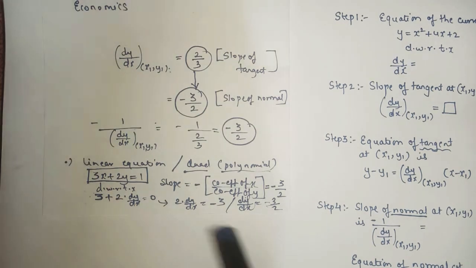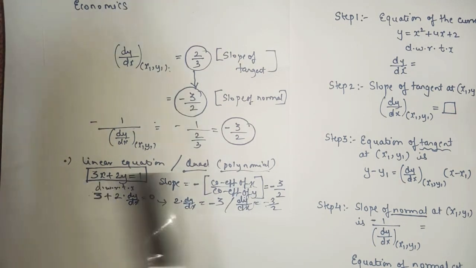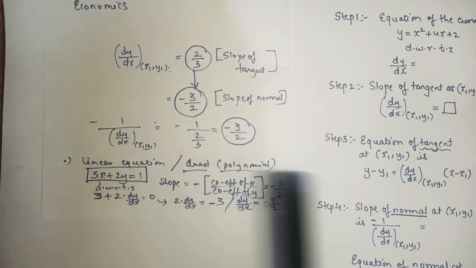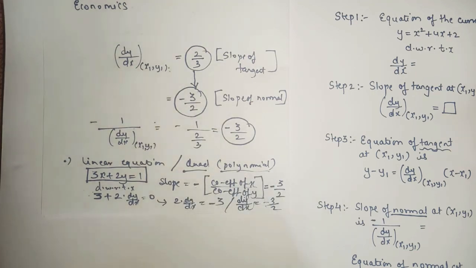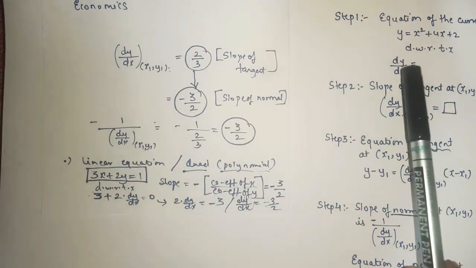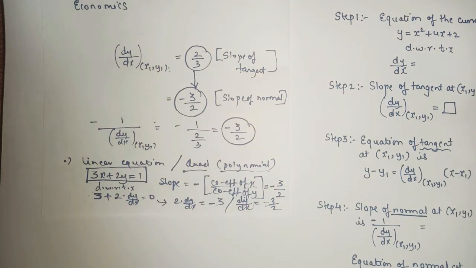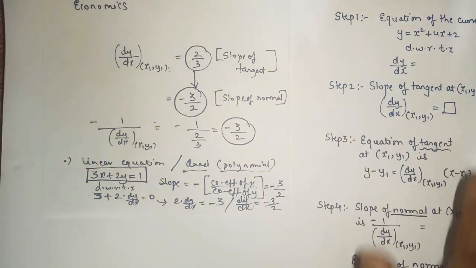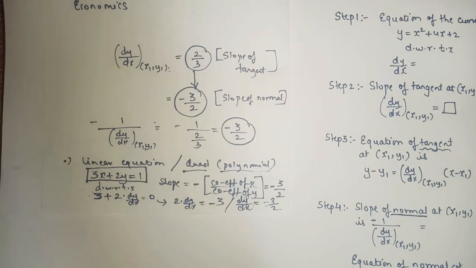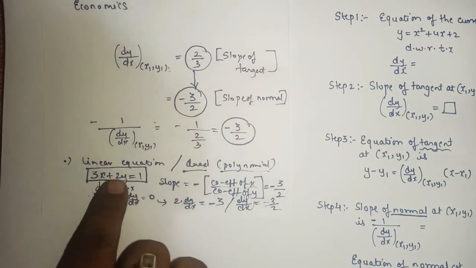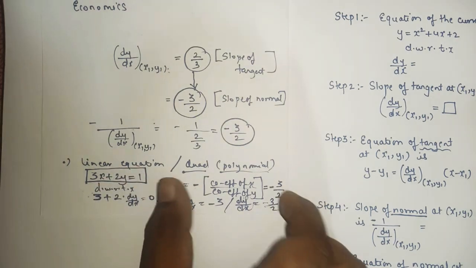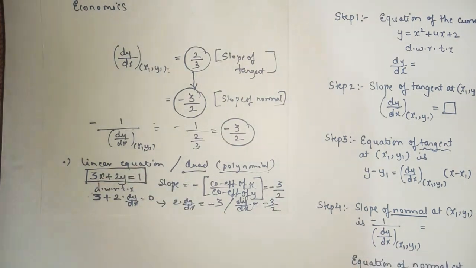So remember, this formula is only for a linear equation. Whenever we have a quadratic or polynomial, we cannot apply this formula. There is only one method to find dy by dx: straight away the derivative with respect to x. But remember, whenever you have a linear equation, apply this formula to get the slope directly.